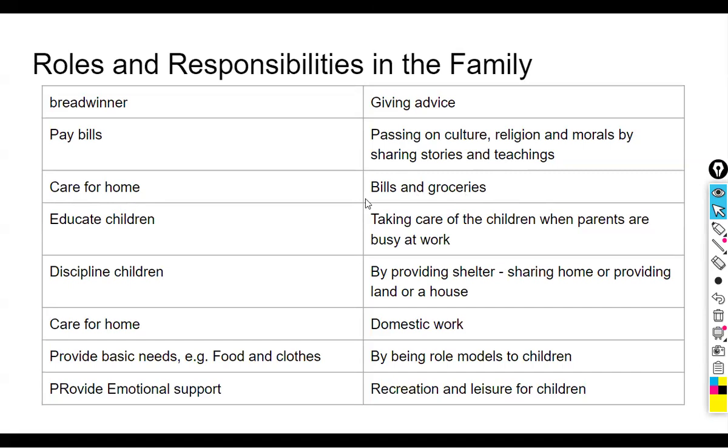We need to pay for bills and groceries. We have to educate children. We have to take care of children when parents are busy at work. We have to discipline children. We have to provide shelter. We have to care for the home. We have domestic work. We have to provide for basic needs, food and clothes. We have to be role models. We have to provide emotional support. And we have to give children recreation and leisure opportunities, right? So this is just a list. So what I want you to do is pick, perhaps all might be good to write down, right?